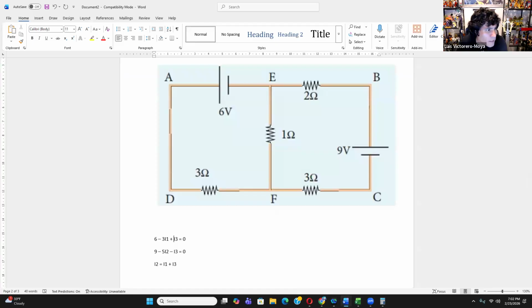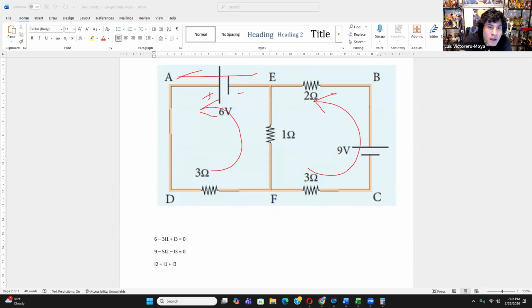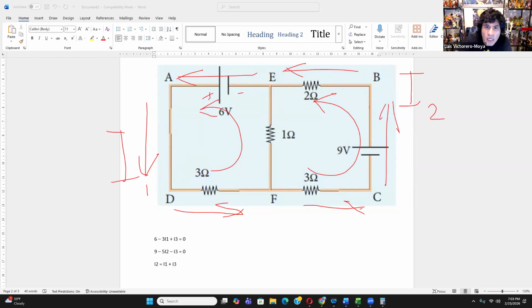Okay, so let's go over this, all right? So we did it like this, right? So positive, because you're going from negative to positive. So it's 6 positive. It's fine. And the currents, I gave the currents like this, right? I1. And then what was I2? I2 was like this, right? And then I3 was like this, at the 1 ohm. Yeah, it was like that. Okay, I3.